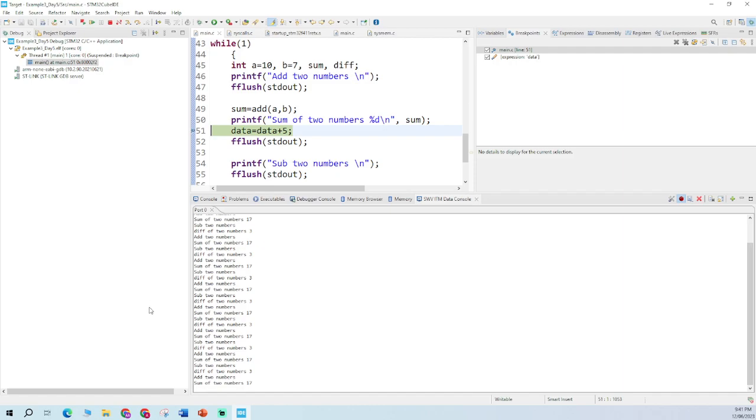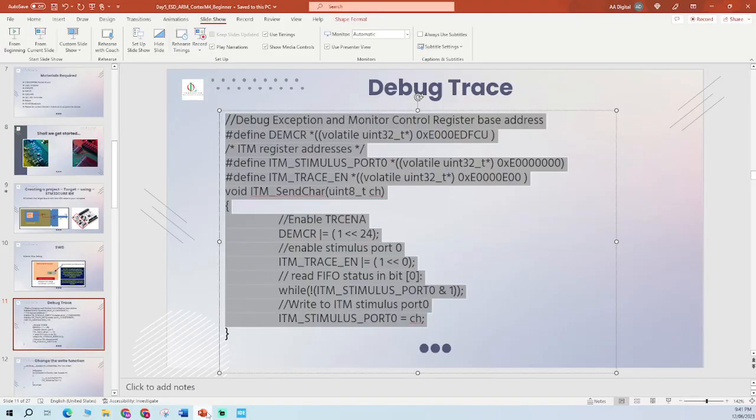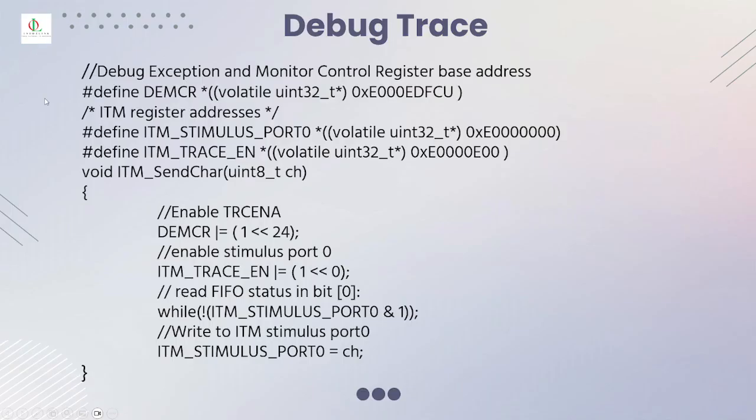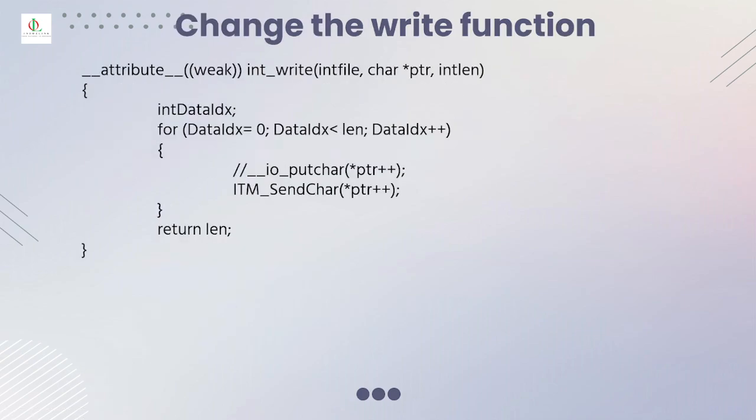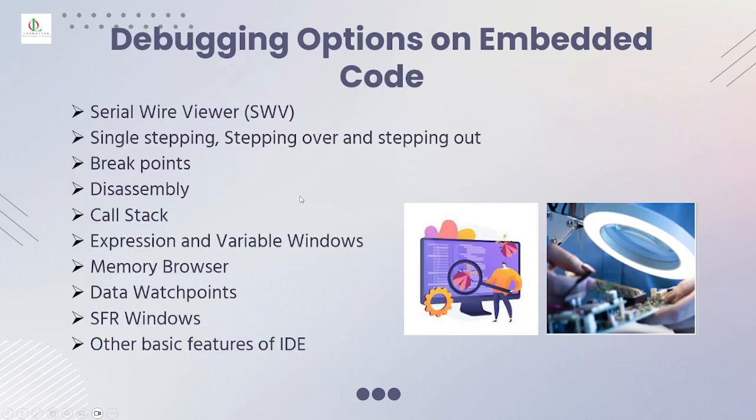And that is for now with the project. So let's go back here. I have a few more things to show on this presentation. So that's the debug trace that you use to connect it there and change the right function. So this is where you have to change the ITM send, which you have seen, and debugging options. So these are all the debugging options you learned: serial wire viewer, single stepping, stepping over, and stepping out. The breakpoints, disassembly, you learned about call stack, expression and variable windows, memory maps, browser, data watch points, SFR windows.